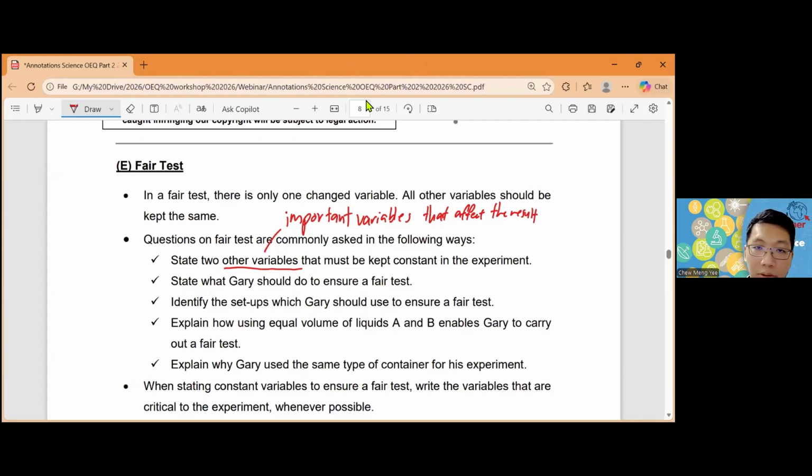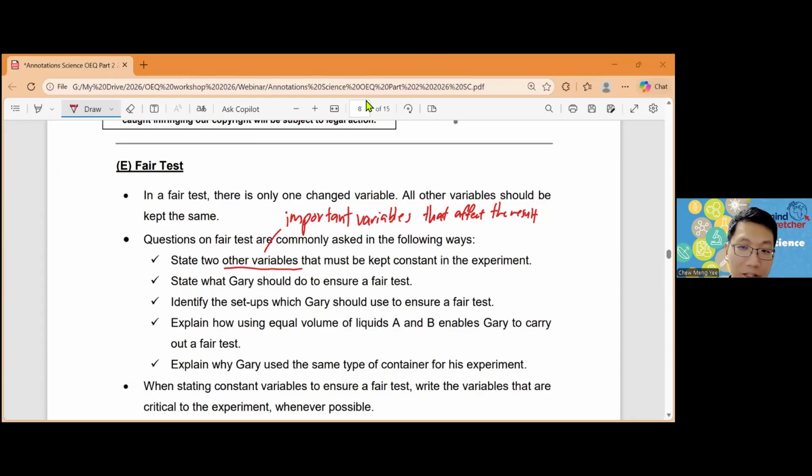Okay? So although we say that all other variables should be kept the same, there will be some variables that don't really make sense and don't affect the result at all. Has no effect on anything. For example, I have two pots of plant and I want to find out how the number of leaves affects the rate of photosynthesis. So you cannot be writing variables like, oh, keep the color of the pot the same. That I would say is a wrong answer.